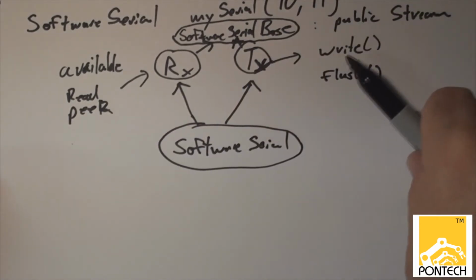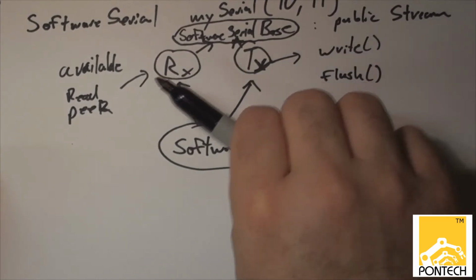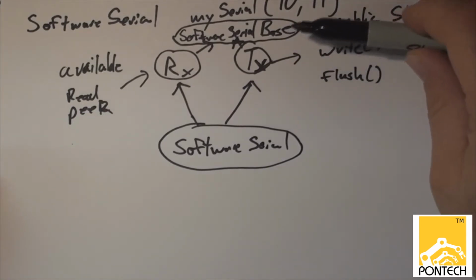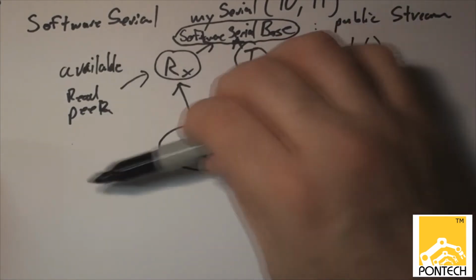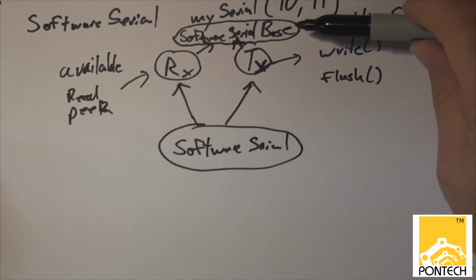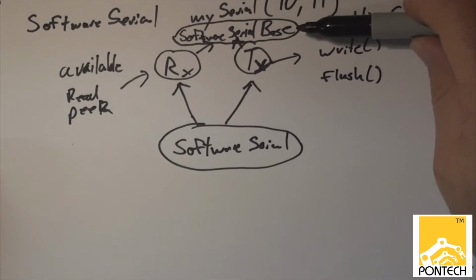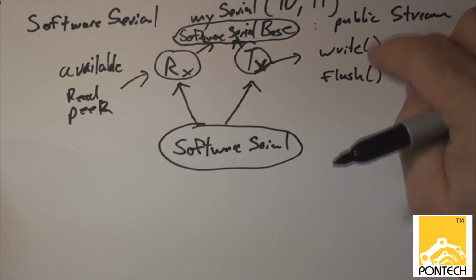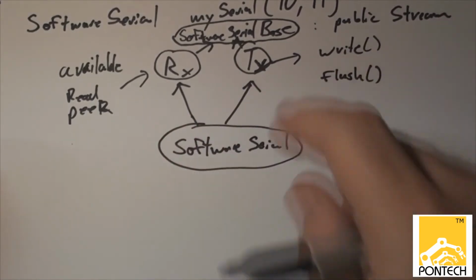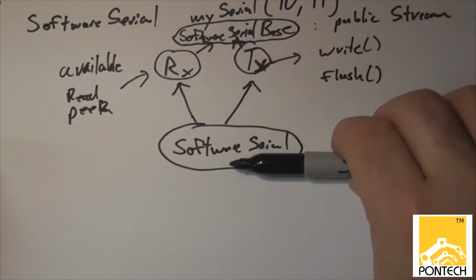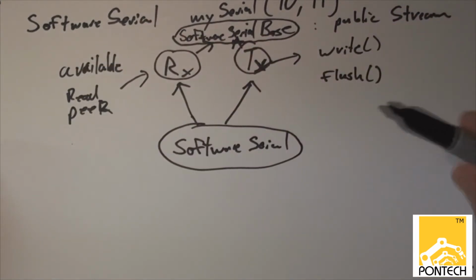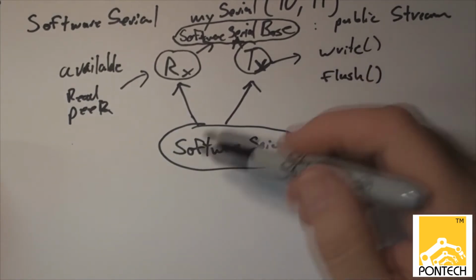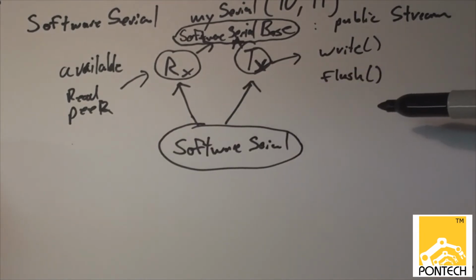I didn't want to implement write and flush in RX, and I didn't want to implement available, read, and peek over in TX. So what I did is I implemented all these functions in this base class, and they actually do nothing in the base class. That allows me to re-implement them over here in RX without having to implement flush and write, and vice versa for the TX. Then when I create the SoftwareSerial, I don't have to do anything. These just come along. So SoftwareSerial gets write and flush from TX and available, read, and peek from the RX.